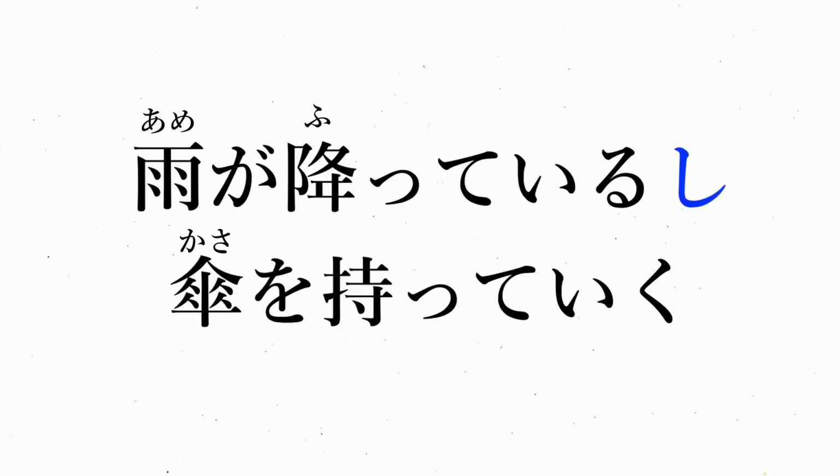Shi may also be used to express a reason for something. For example, 雨が降っているし、傘を持っていく. Because it's raining, I'll bring an umbrella. The difference between this and using kara or node is that it's more casual. Also, this has more of a focus on the solution to the issue rather than the issue itself. So I'm putting more emphasis on the solution to the issue in this one, which is bringing an umbrella. And the issue is the rain.